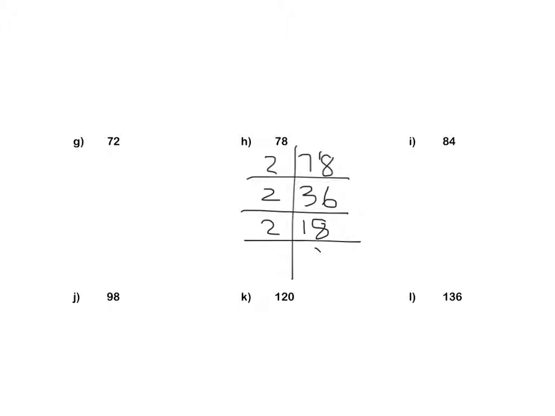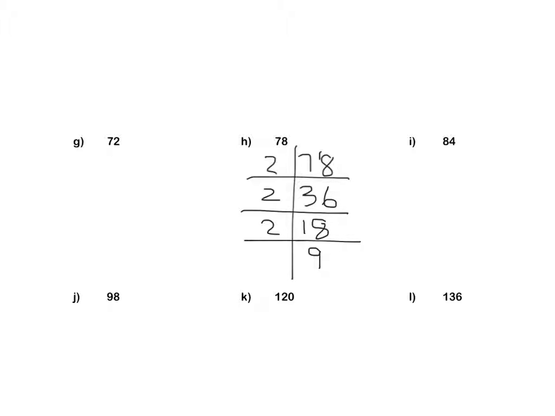Let's go down. Let's do 78 together. 78 divisible by 2, yes, because it ends in an 8. 2 fits into 7 3 times, remainder 1. And 2 fits into 18 6 times. Then, is 36 divisible by 2? Yes. And 36 divided by 2 is 18. You can check that on the side. Is 18 divisible by 2? Yes. The answer is 9.